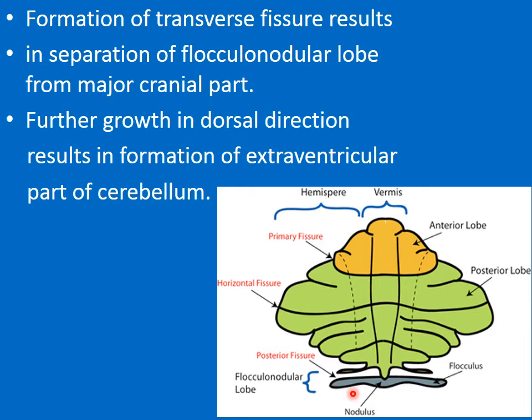Initially, the cerebellum grows only into the 4th ventricle and does not project dorsally, but soon with further growth it starts to project in a dorsal direction, resulting in the formation of the extraventricular part of the cerebellum.